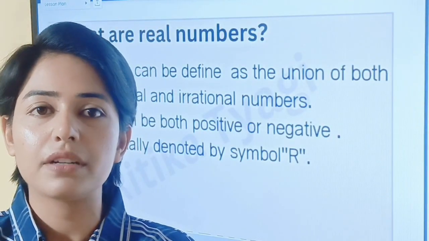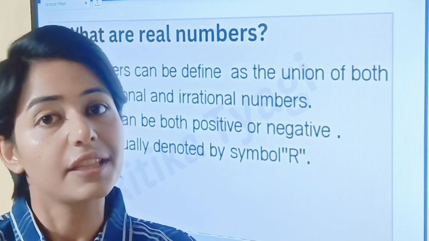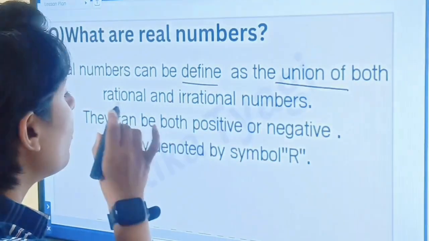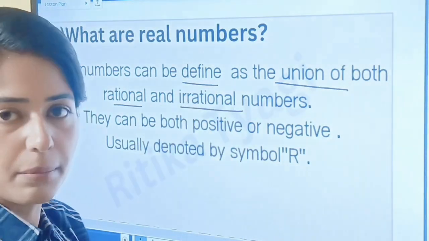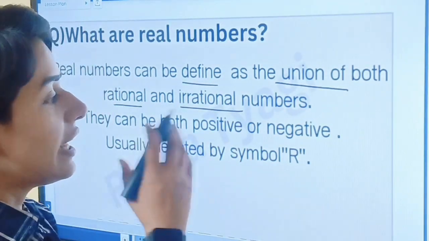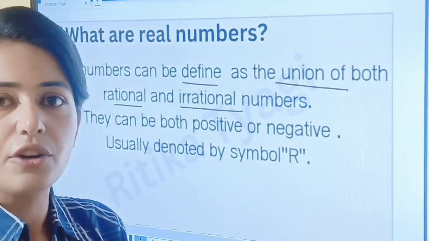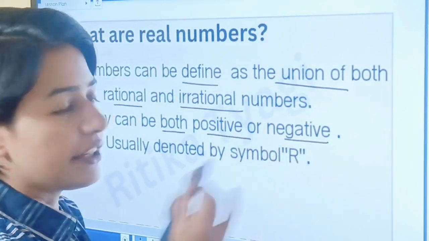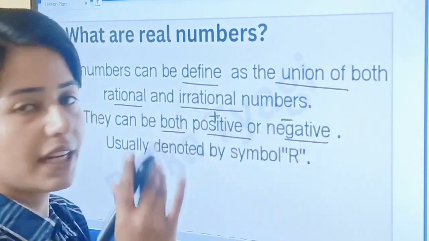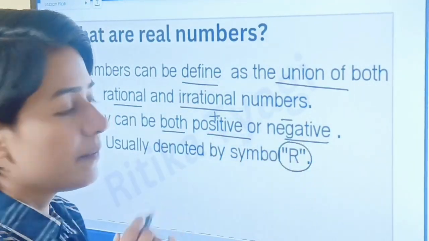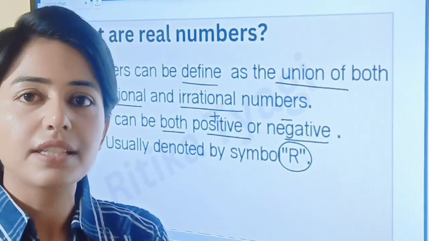What are real numbers? How do we define real numbers? Real numbers can be defined as the union of both rational and irrational numbers. Means the numbers which include both rational as well as irrational numbers are known as real numbers. They can be both positive or negative. They have positive values as well as negative values. They are usually denoted by the symbol R.